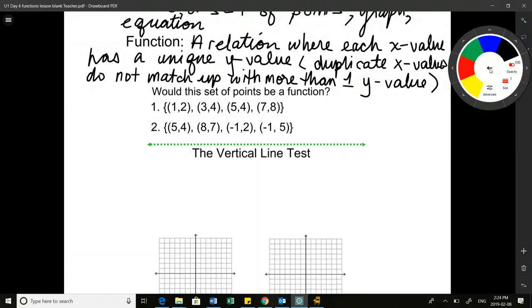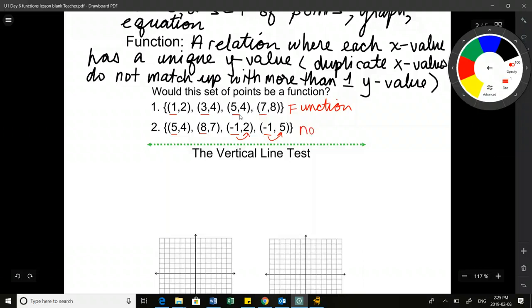So do we have any x coordinates that are being duplicated here? No. So this is a function. We're good. Okay? Y values are fine if they're duplicated. It's just x's that we're looking at here. So this guy's a function. Okay, how about number 2? Do we have any duplicate x coordinates? Yeah. We do, and are they matching up with different y coordinates? Yes, this one matches up with 2, and this one matches up with 5. So this is not a function. It is a relation. It's a set of data, but it's not a function.